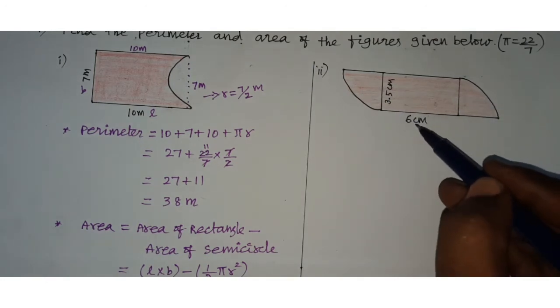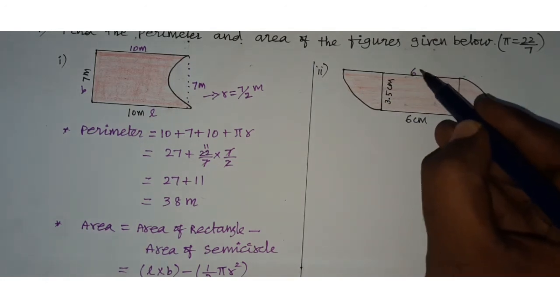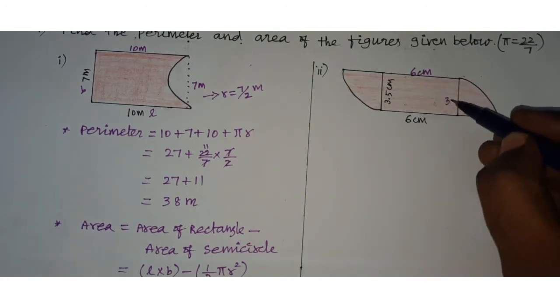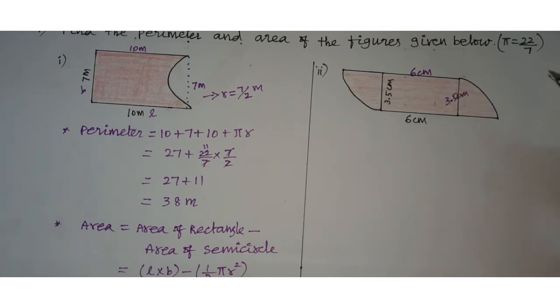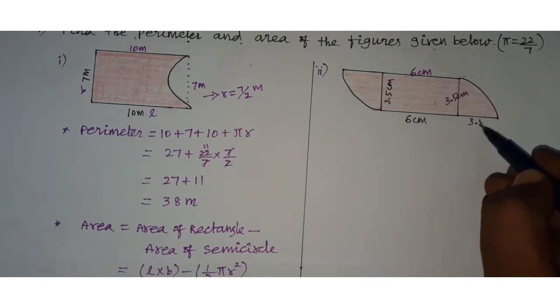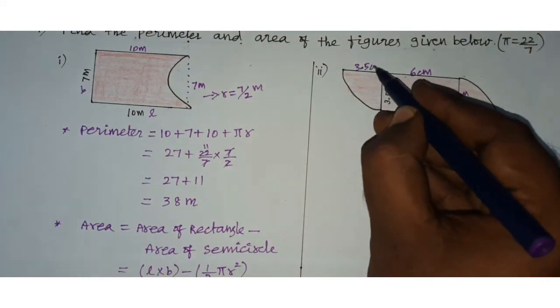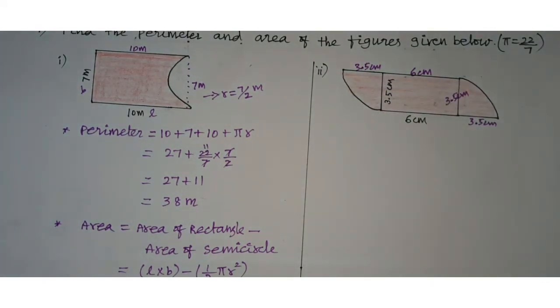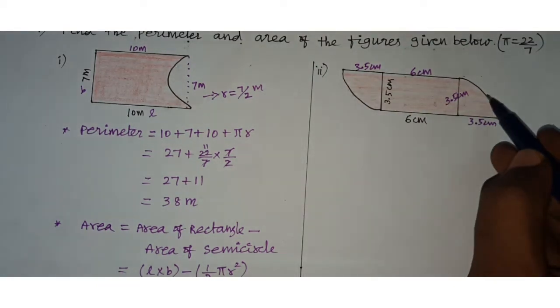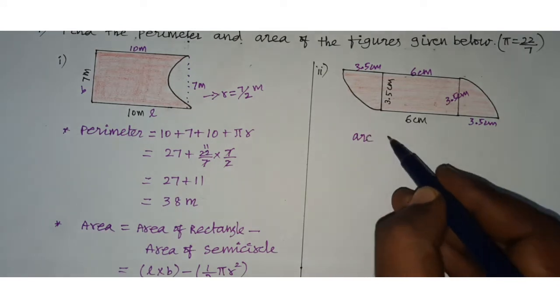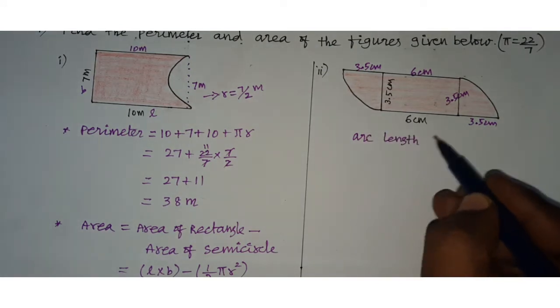rectangle. Okay, here 6 centimeter means here also 6 centimeter. Here 3.5 means here also what will come? 3.5 centimeter. And then this one also 3.5 centimeter. And this one also 3.5 centimeter. Okay. So fill all the remaining values. Then this arc length and this arc length are equal. Okay. So find this arc length. Arc length, first find separately.